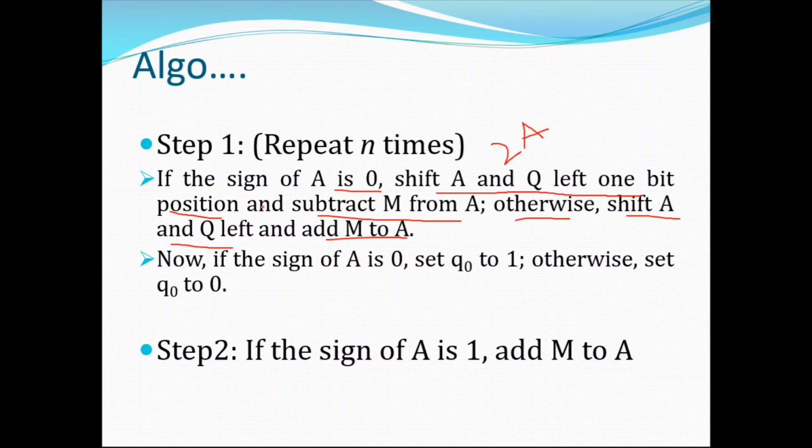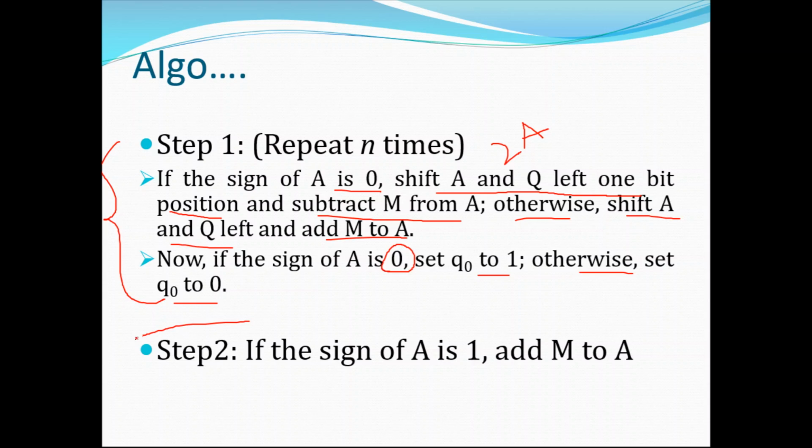After checking whether the sign is 0 or 1, if 0, then shift a and q and subtract m. If a is 1, then shift a and q and add m, okay? After doing this, again you check what is the sign of a. If a is 0, set q naught to 1. If a is 1, set q naught to 0. It is the same as the previous algorithm, okay? So this you repeatedly do for n times, okay?